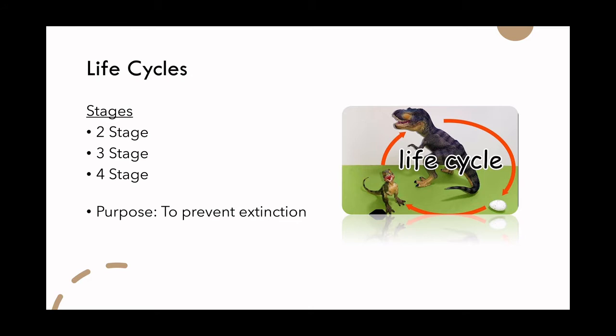So the main purpose of life cycle is just to prevent extinction. Please know that. During exam sometimes they'll ask you what's the purpose of life cycle, what's the purpose of reproduction. It's always the same answer. The purpose is to prevent extinction. How do they do that? They make sure that they reproduce, so that their own species can carry on. Eventually they'll die off, but they'll have young to carry on their species.